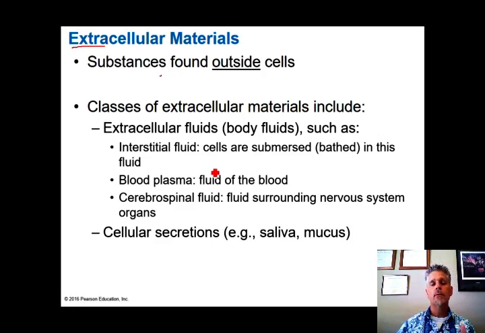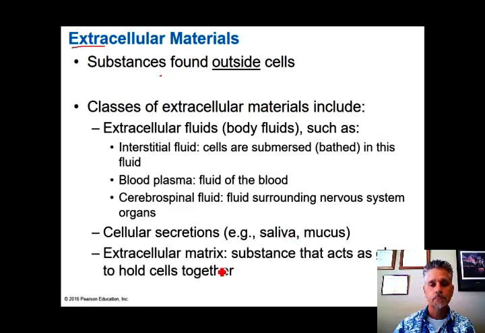And the reason they're important is, remember, living things are going to interact with their surrounding environment. And so that's what we're talking about. When they're exchanging things across their plasma membrane, they're exchanging it with the extracellular fluid. Now there are also some cellular secretions like saliva and mucus, etc. And so when they're inside the cell, that's intracellular fluid, but once they release from the cell, then they are extracellular fluid instead.